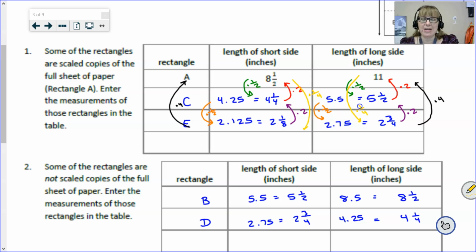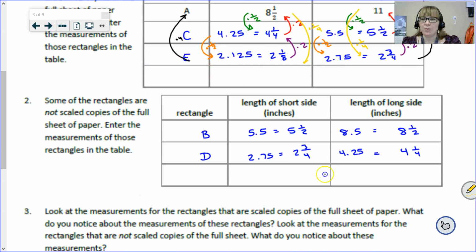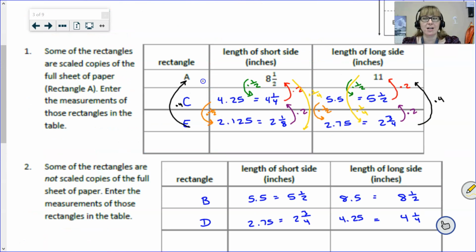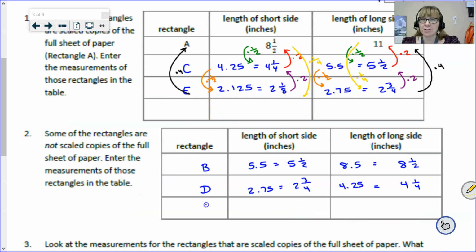We've got this whole table loaded up with all sorts of relationships. Now, I want you to do the same thing here. We have B and D. These ones are not scaled copies of A, but if you did that eyeball test, you notice that B and D are scaled copies of one another. So look for those similar relationships here with B and D.